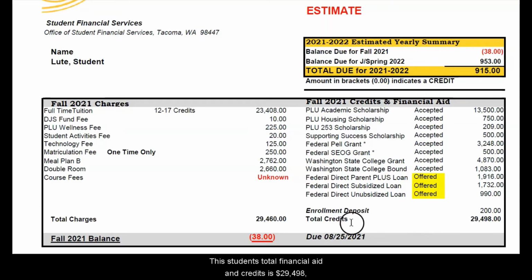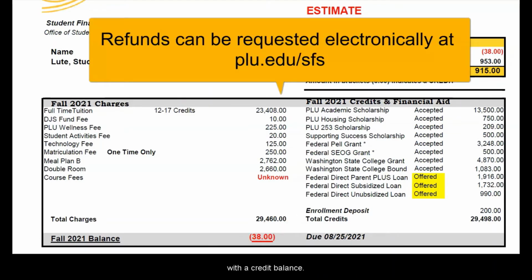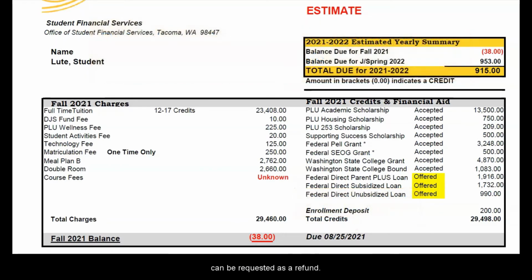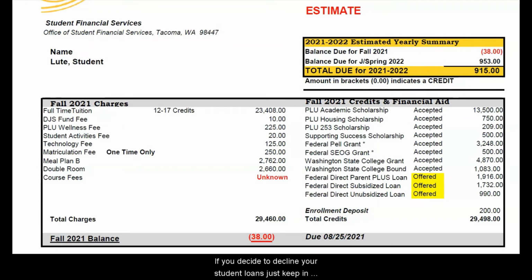So this student's total financial aid and credits is $29,498, which is greater than their total charges, leaving them with a credit balance. In this case, it's a small credit balance, but credit balances can be requested as a refund. If you decide to decline your student loans, just keep in mind that the total financial aid amount here will be decreased by the amount that you decline in your student loans.